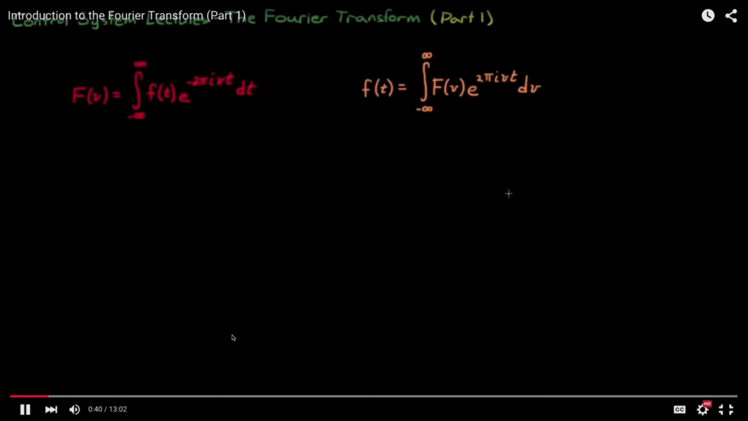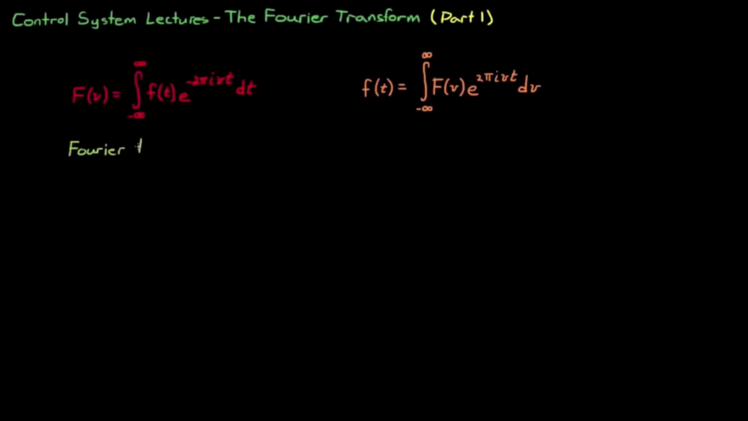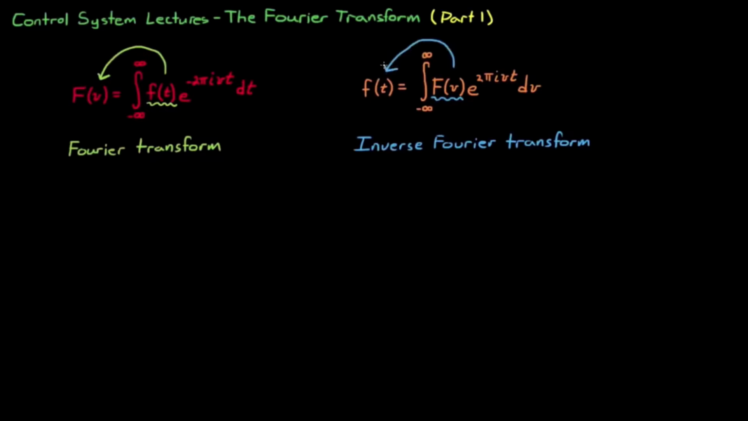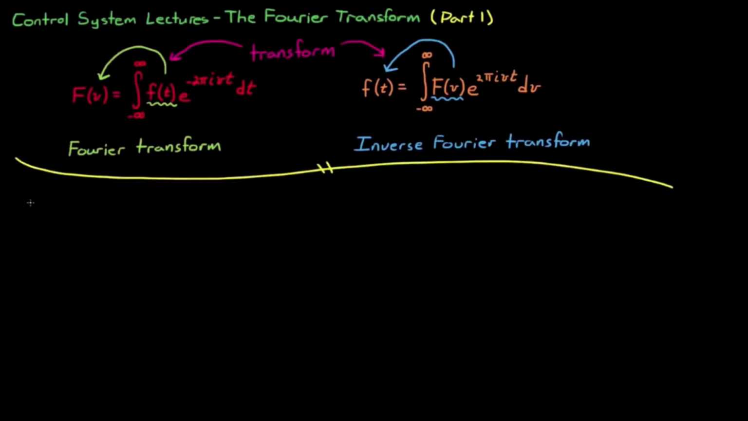This first equation is called the Fourier Transform, or the forward Fourier Transform. This second equation is called the inverse Fourier Transform. And as you can see, the first equation turns a function of time into a function of frequency. And the second equation does the reverse. It turns a function of frequency into a function of time. And this process of turning one into another is called transformation, and so these equations are transforms. So what exactly is a transform?